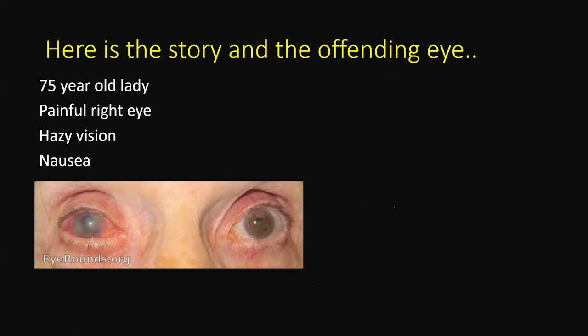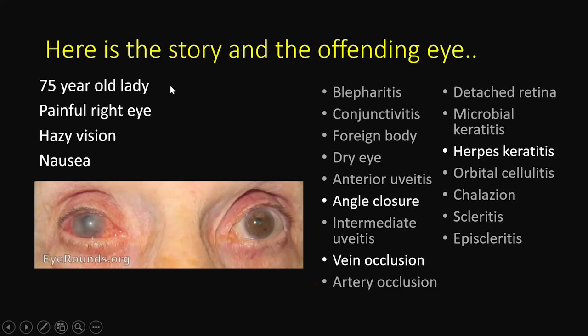Because angle closure glaucoma can either be primary or secondary, i.e. it can be a problem in itself because of the structure and the shape of the eye, or angle closure or acute glaucoma can be secondary to something else. So if that's angle closure, we put that in. It could be related to a vein occlusion. So why on earth is that?